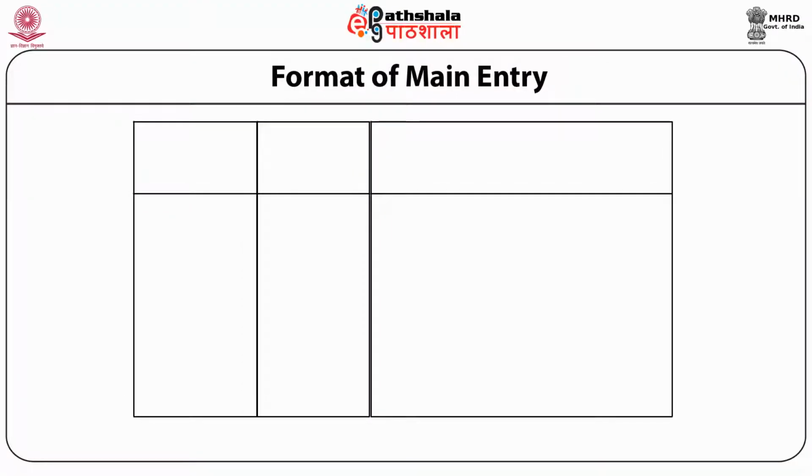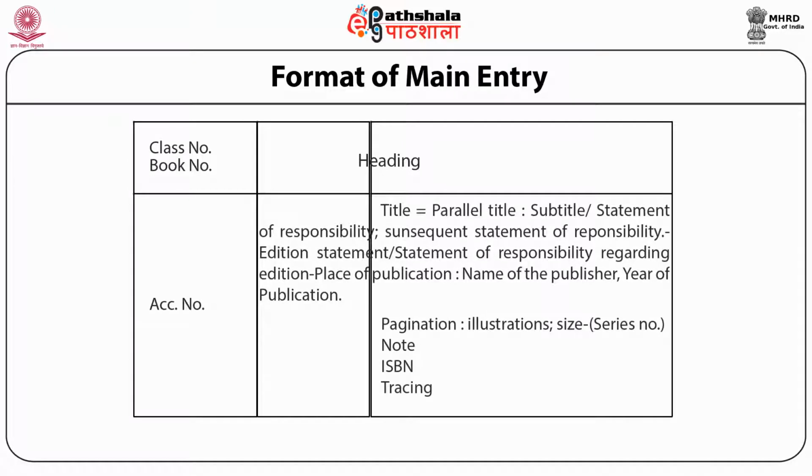Then I have given you a simple format, a specimen of main entry. You see, I have written call number, class number, book number. Then you write the heading. Heading means what? The creator of the work or the author. Then I have explained by giving the punctuation marks. Title, you will write first. That is the first indentation, that is second indentation.